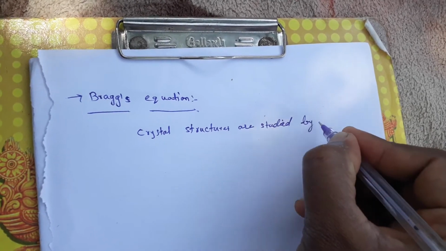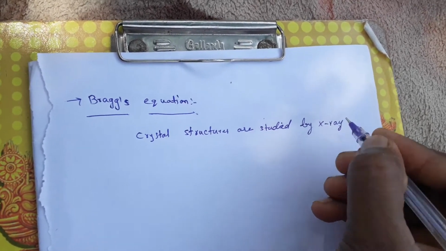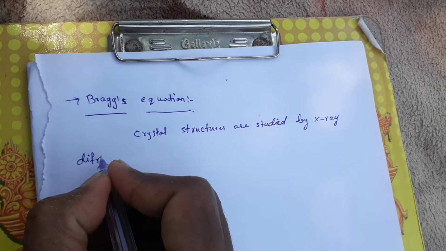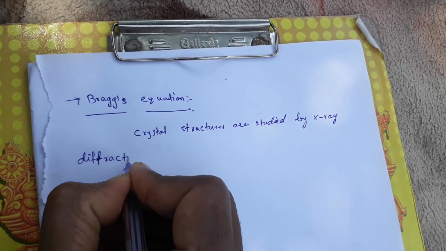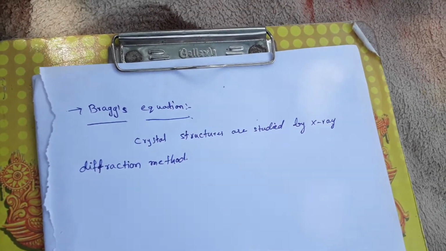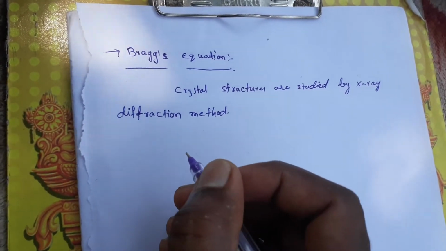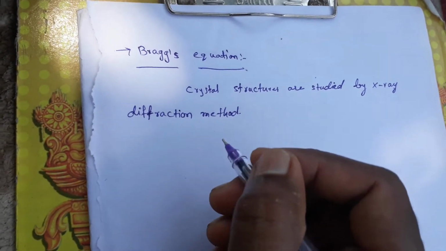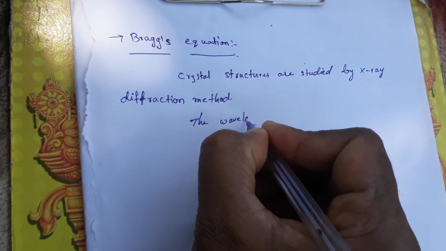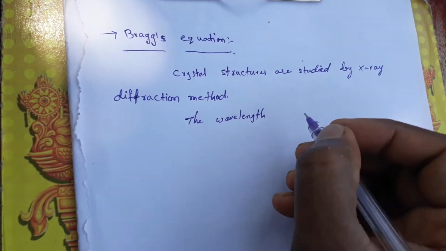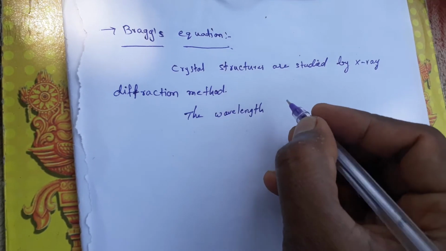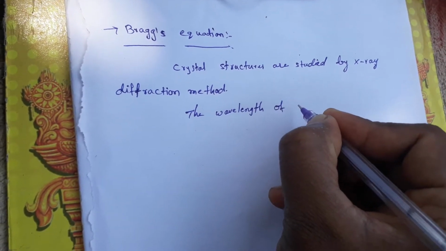by X-ray diffraction method. So in this method we will see how the X-ray diffraction method determines the crystal structure. So the wavelength of the X-ray is in the order of the wavelength. What is the wavelength? The distance between the two troughs or two crests is known as the wavelength.